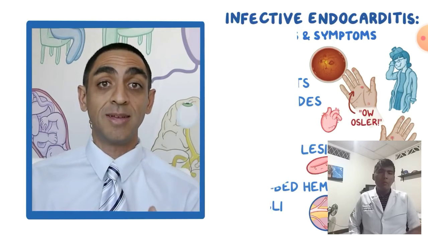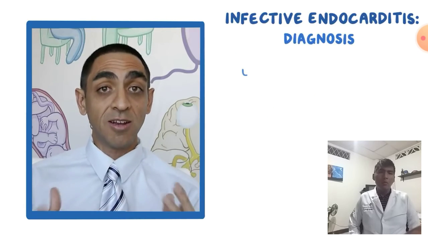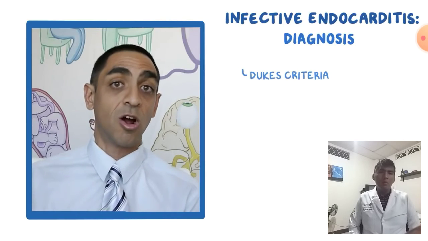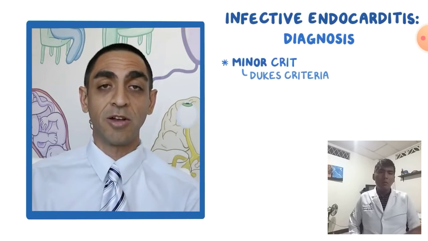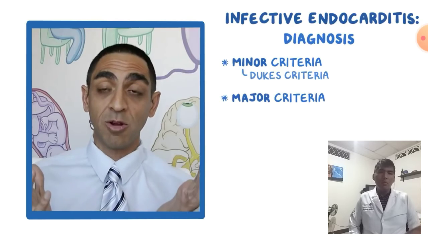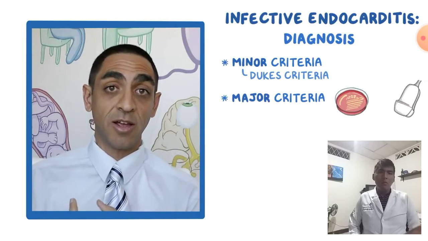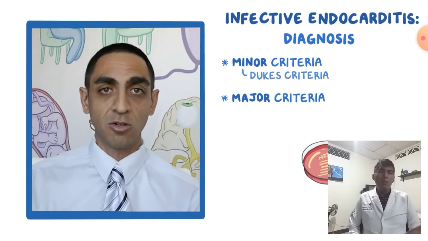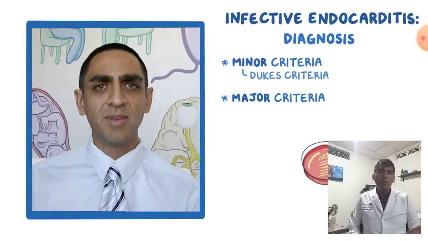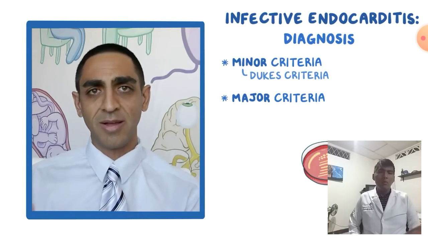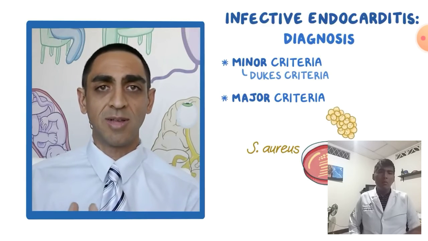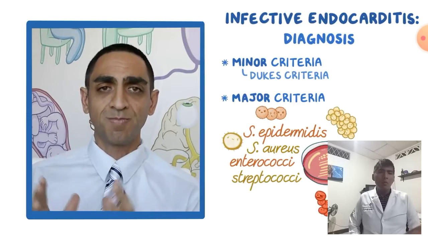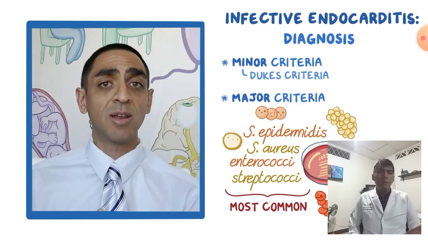Next, let's move down to diagnosis. For diagnosis, there's Duke's criteria, and many of the things that I just went over are part of Duke's criteria, specifically minor criteria. But for the major criteria, the big things you want to think about are two: blood cultures and echo. So for the blood cultures, basically get large volume blood cultures, and you see if anything grows out. Typically, it's going to be something like staph aureus or staph epi or enterococci or streptococci. So those are your most common organisms.